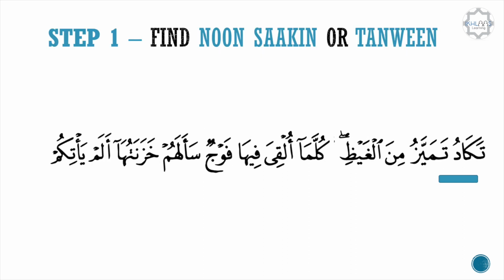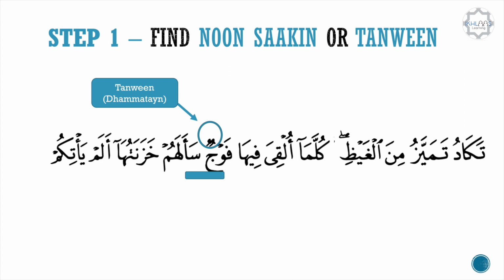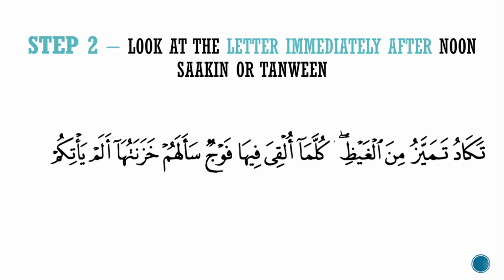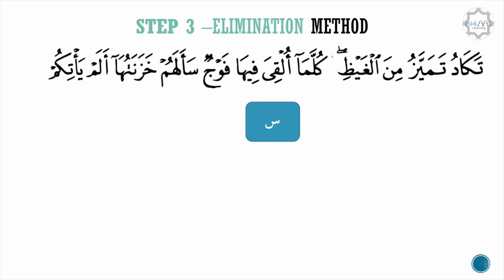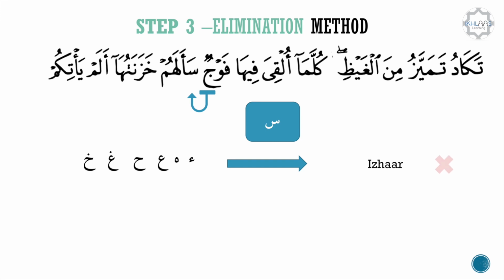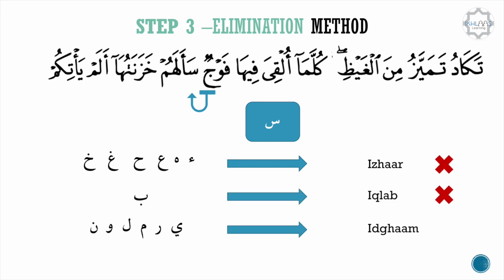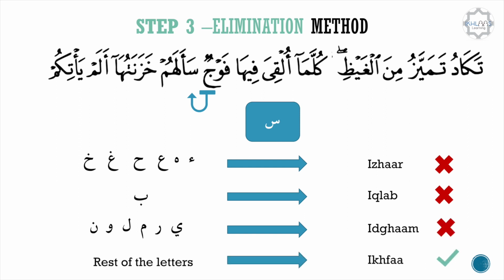Step 1, find Noon Saakin or Tanween. So if we go along, we can see that there is a Tanween, Dammatain. Step 2, look at the letter immediately after Noon Saakin or Tanween. Step 3, the elimination method. So we look at the Tanween and it is followed by the letter Sin. Sin is not a letter of Idhar. Sin is not a letter of Iqlab. Sin is not a letter of Idgham, so it must be the letter of Ikhfa.